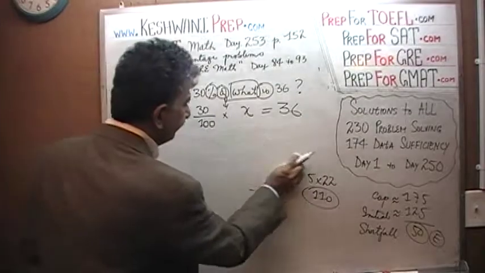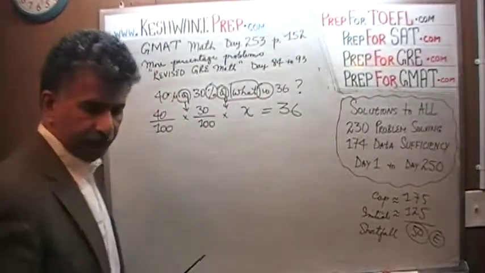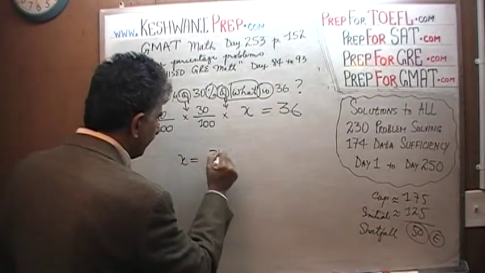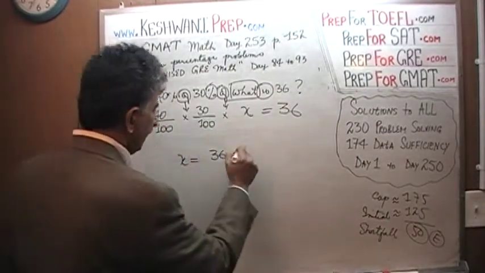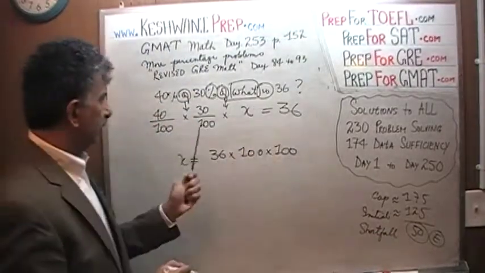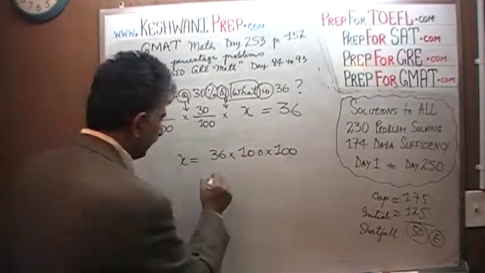That's it. We're done. We just have to solve for x. Let's do it, shall we? So x is going to be equal to 36 times 100 times 100. These two hundreds are going to end up on the top here, and then 30 times 40 is going to end up in the bottom here.